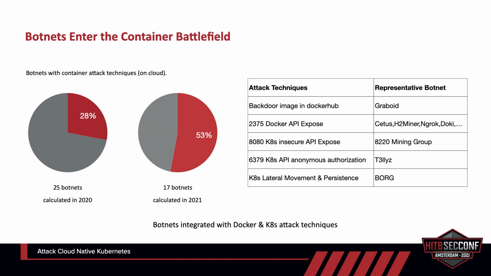Based on the data we observed on the cloud, we noticed that botnets have increased their attention to container vulnerabilities in the past 2 years. Of the 25 cloud-oriented botnets observed in 2020, about 28% have their own container exploits, and the proportion reached 53% this year. The figure on the right represents several common attack methods and representative botnet families, including the well-known Docker Hub backdoor image and unauthorized access to the public interfaces of Docker and Kubernetes clusters.